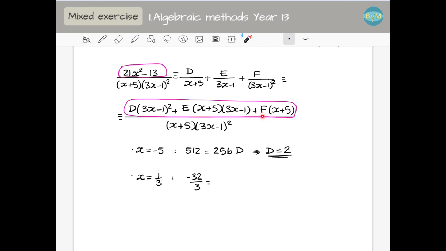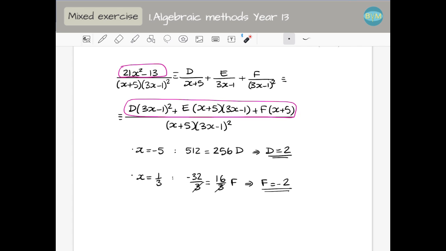So 5 plus 1/3, which is 16 thirds. So 16 thirds multiplying f. That means that f is minus 32 thirds divided by 16 thirds, well, we can cancel the 3's. So minus 32 divided by 16, which is minus 2. We don't even need the calculator. So this is f. And now I don't have anything else to substitute by, so I definitely have to change into the other method, which is equating coefficients.